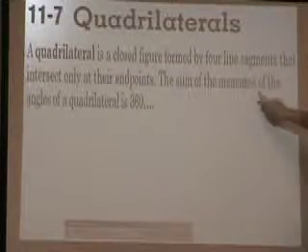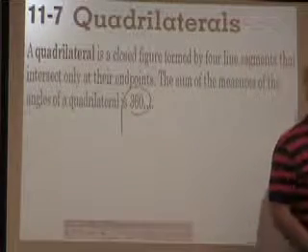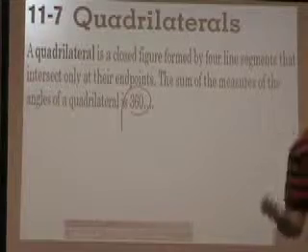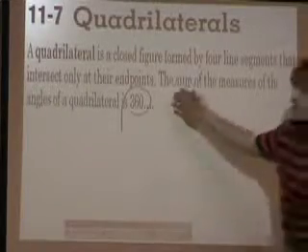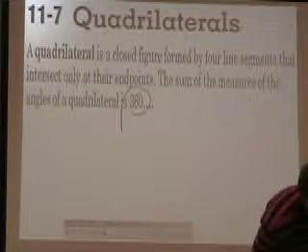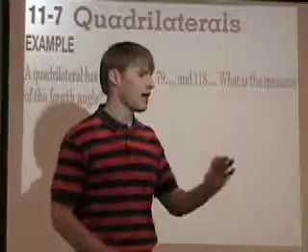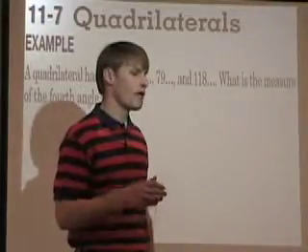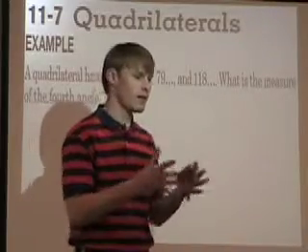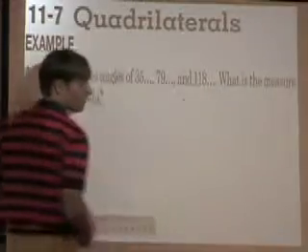The sum of the measures of the angles of the quadrilateral is what? 360. So when we did the triangles, I'd say this angle plus this angle plus this angle equals 180. So with quadrilaterals, what do you think they're going to do? All four angles add up to equal how much? 360. So today we want to learn the property that all four angles of a quadrilateral add up to equal what? 360.